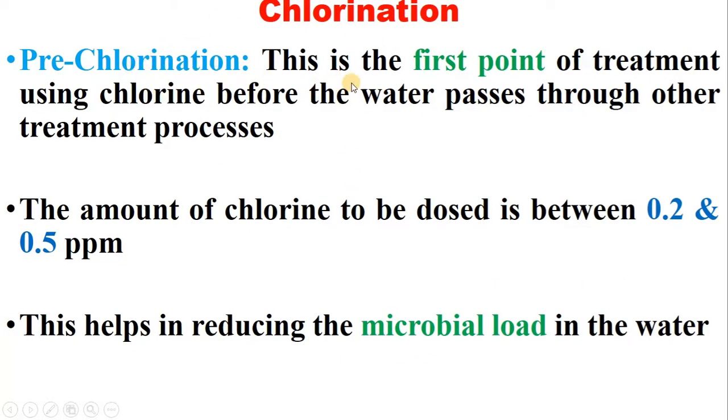Now, pre-chlorination. This is the first point of treatment using chlorine before the water passes through other treatment processes. So at this first point of treatment, the amount of chlorine to be dosed is between 0.2 and 0.5 ppm. This will help to reduce the microbial load in the water. And if the microbial load is reduced at the early stage of treatment, then other processes will be at a reduced level to require minimal treatment processes at the upstream.